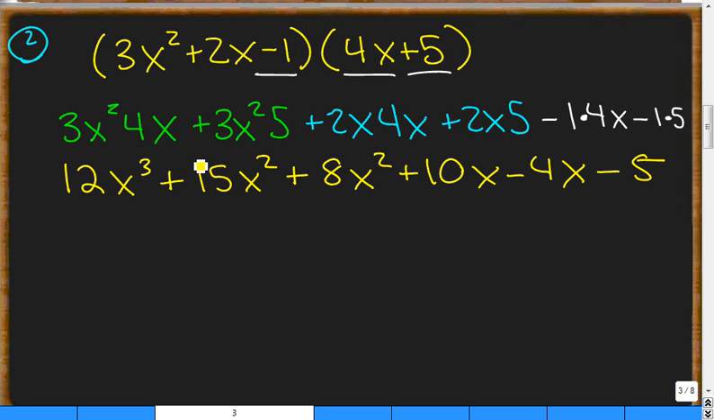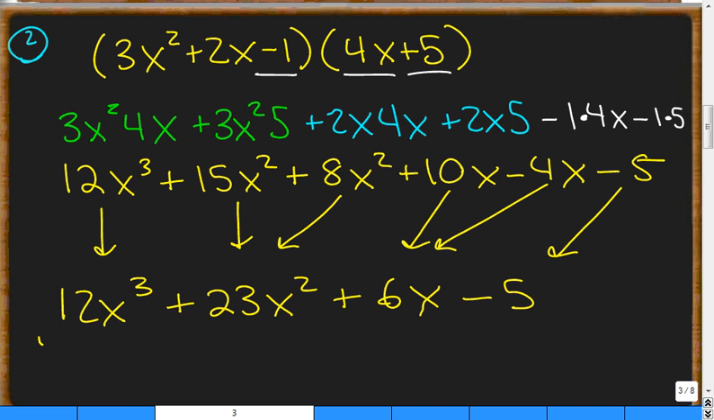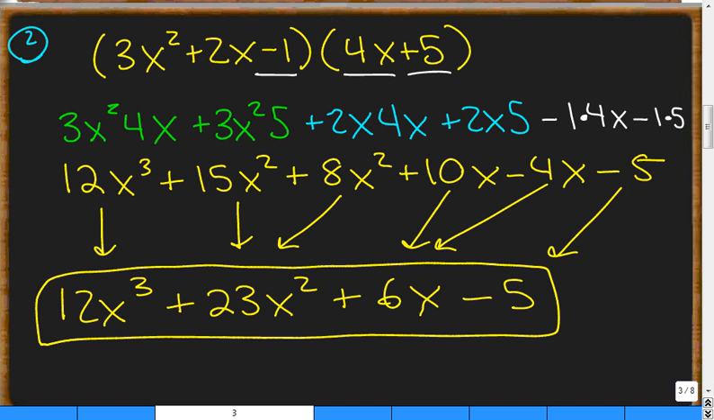So now we just need to make sure that we combine our like terms. So this just makes 12x cubed. These two together are going to make a positive 23x squared. These two together are going to make a positive 6x. And then we just have our minus 5 at the end. So when you multiply different groups of polynomials, you need to make sure that each term is multiplied by each term in the next set of parentheses in order to make sure that you're getting every combination right.